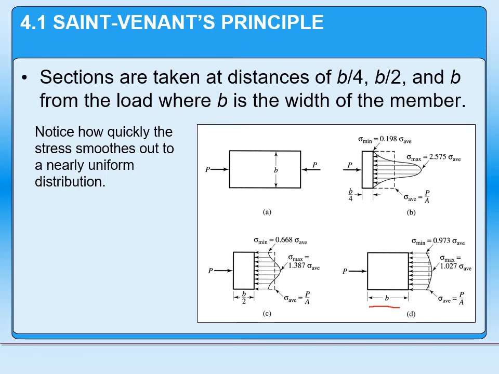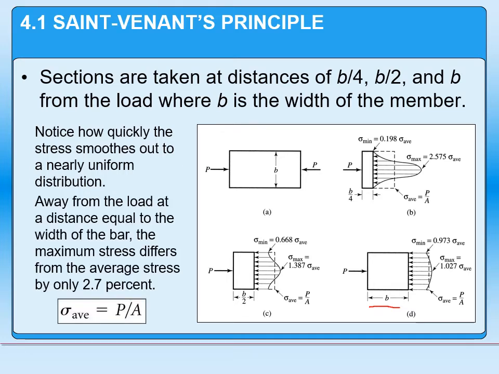And what we note is that once we're a distance b away from that point of application, we have nearly uniform distribution. In fact, nearly uniform in that it varies by only 2.7%, right? So that's pretty close, where we just have a very small change in the distribution and the stress level near the middle. And in fact, you can easily approximate the stress as P over A, and you'll be pretty darn close.